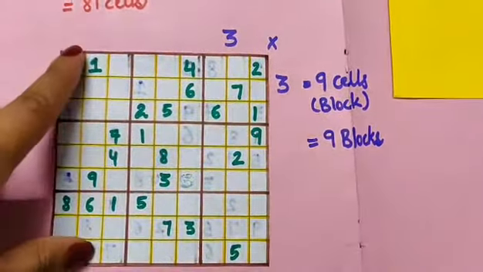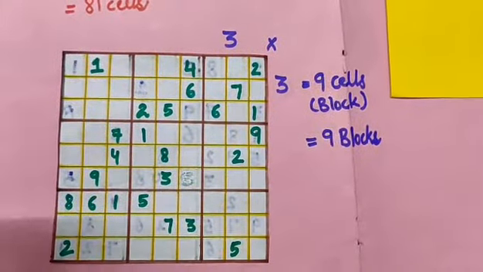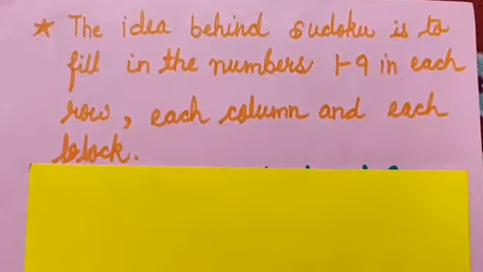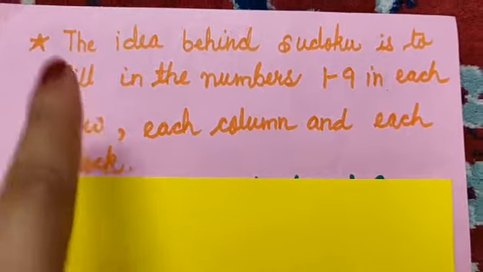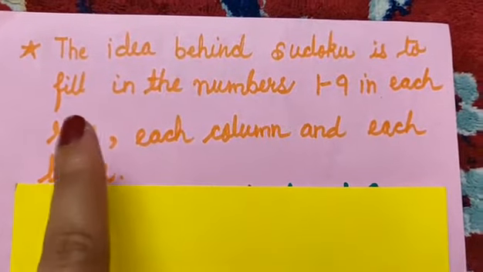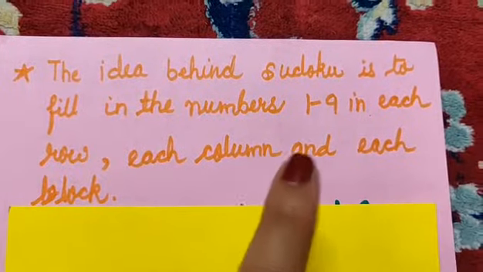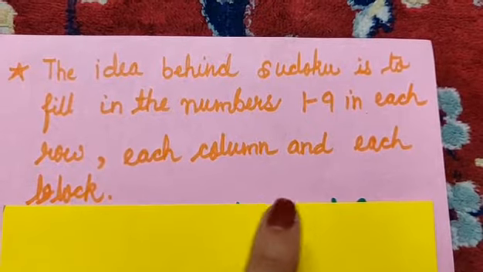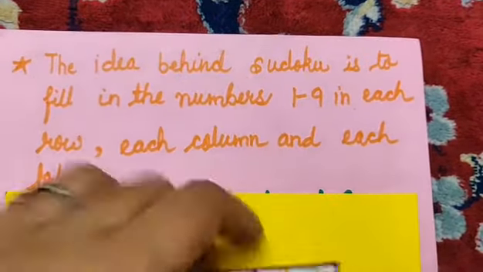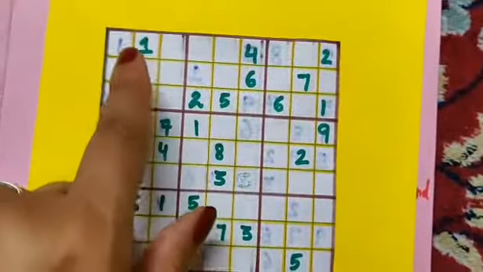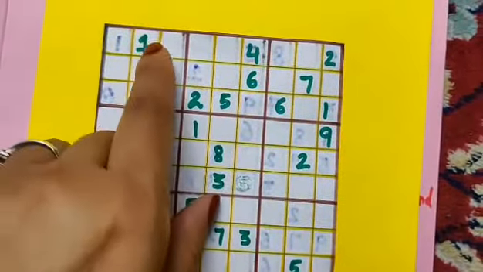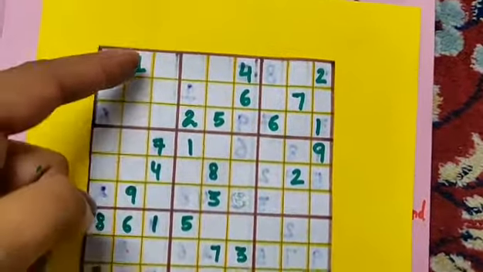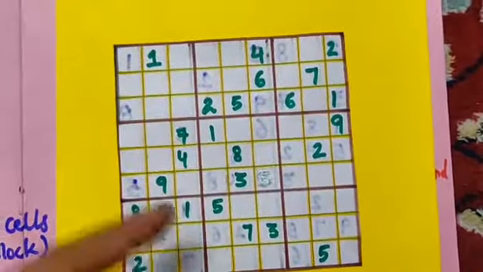So today we are going to solve it. But before starting with the solution, I want to tell you some very important points about it. The first point is that the idea behind Sudoku is to fill in the numbers 1 to 9 in each row, each column and each block. That means in the given Sudoku we need to fill numbers 1 to 9 in this particular row as well as in this particular column.